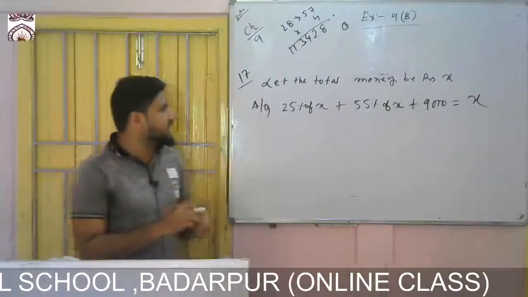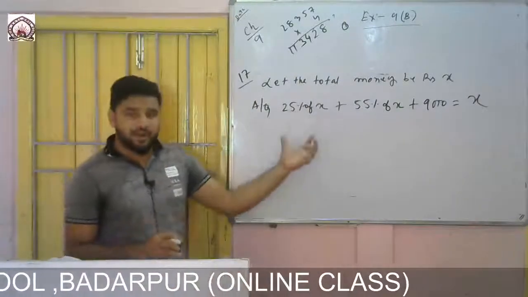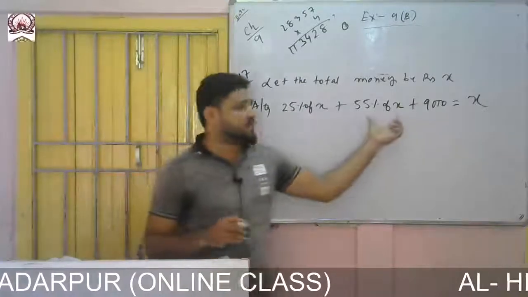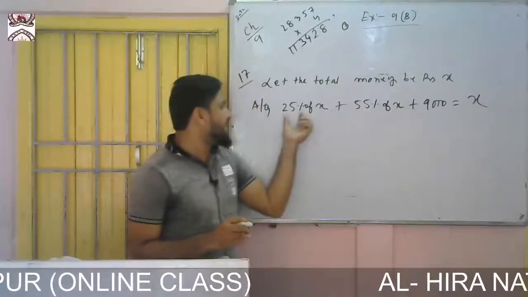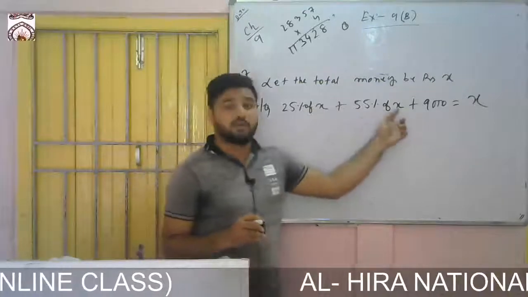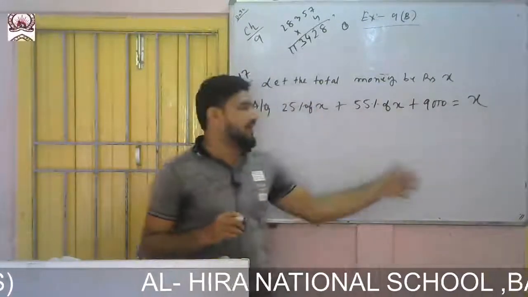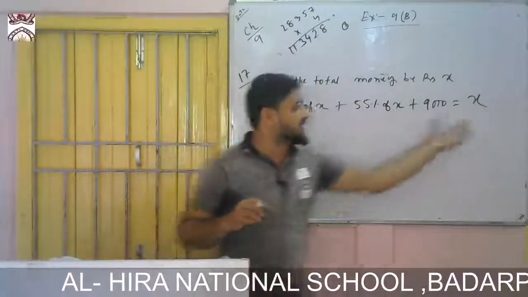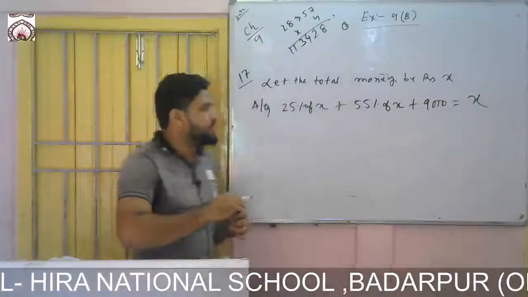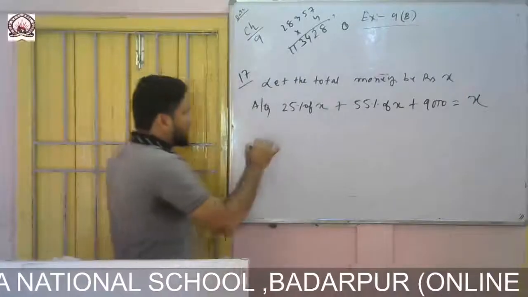Okay. So once again you see, 25% of the total money is given to the mother. 55% of the total money is given to the daughter. The total money, we let it be X. And 9,000 is given to the brother. So if I add all together, then I shall get the total money. Okay, so right now we solve this one.